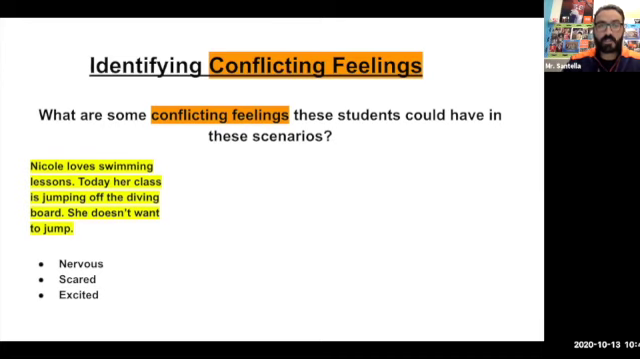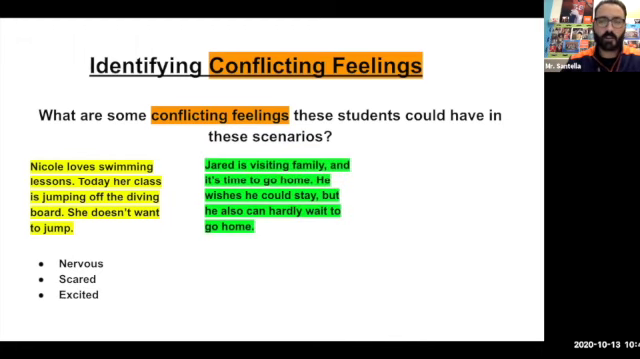Nervous, scared, excited? I remember the first time I ever jumped off a diving board. I knew how to swim. I felt these feelings too. I was nervous, like, oh, well, it's a diving board. I'm out in the middle of the water. I'm not close to the wall. I was scared. Well, what if I can't make it to the wall? But I was also excited to jump as high as I could and make a huge splash.